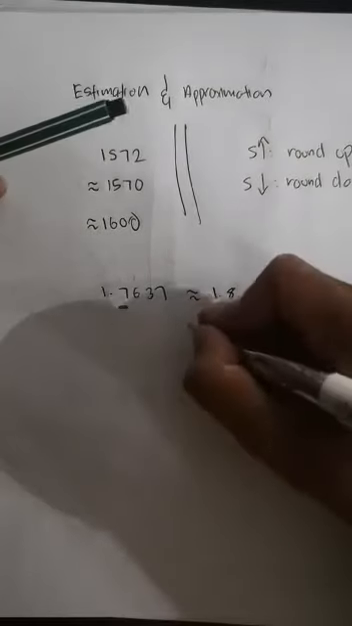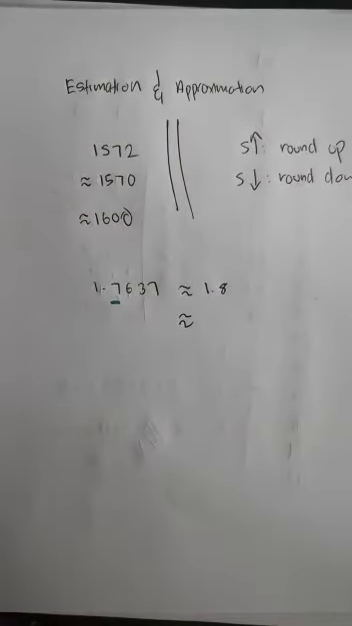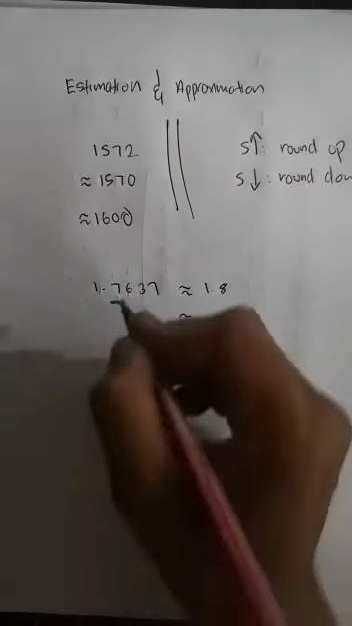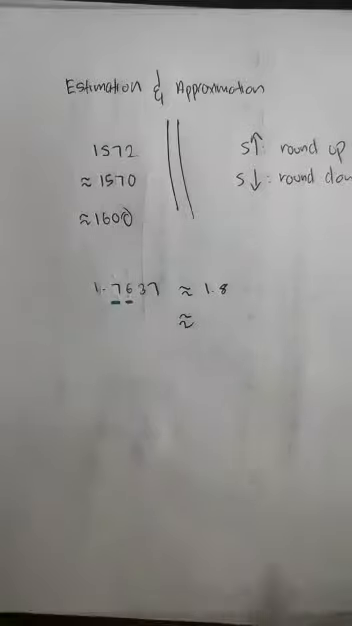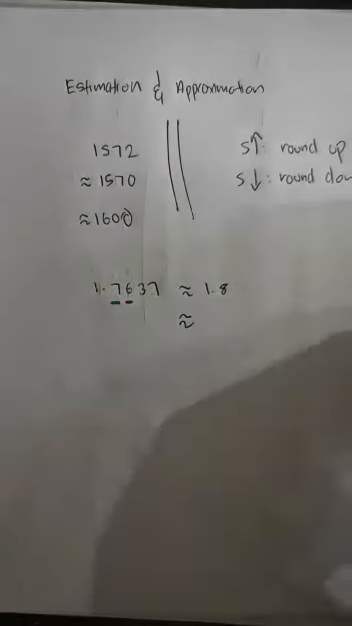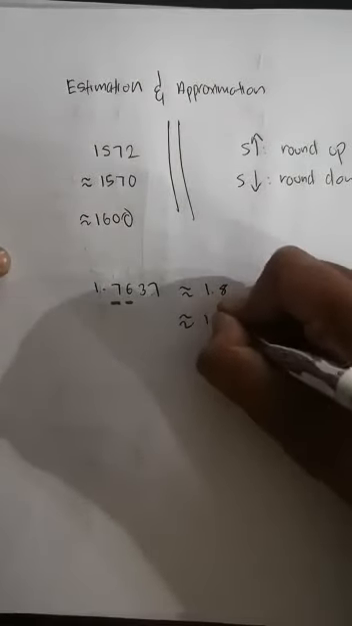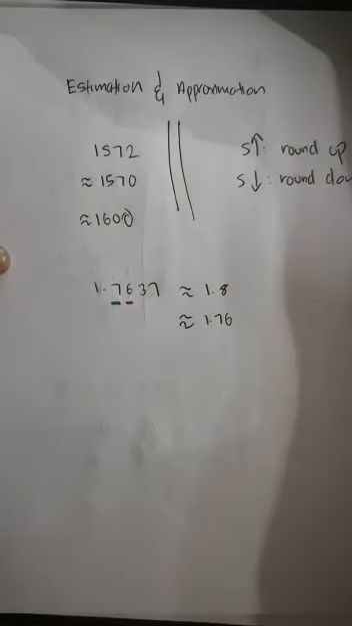How about if they say round off to 2 decimal places? To 2 decimal places, you need to look to its right, which is 3. 3 is lesser than 5, so you will get 1.76. Okay? That is the basics of rounding off numbers.